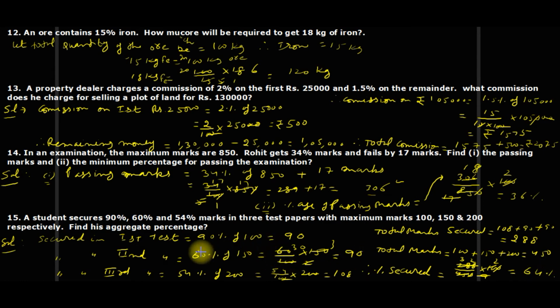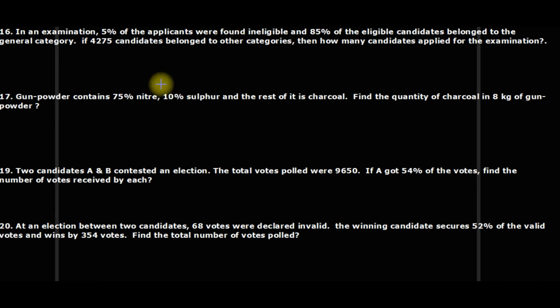Right students, now we will move on to the next, question 16. In an examination 5% of the applicants were found ineligible and 85% of eligible candidates belong to the general category. If 4275 candidates belong to the other category, how many candidates applied for the examination? So 5% ineligible and 85% of the eligible candidates belong to the general category.